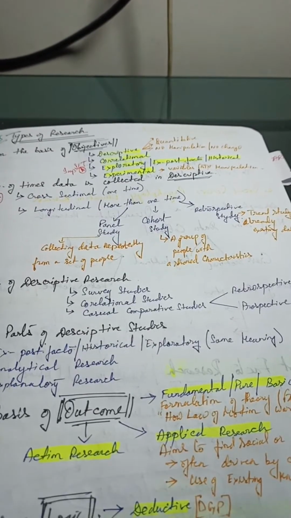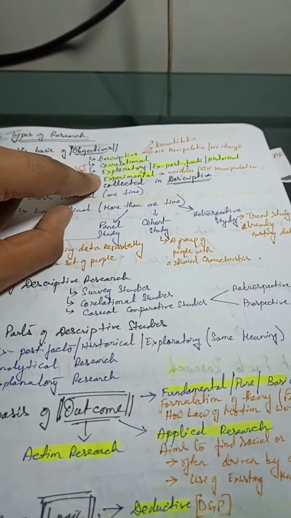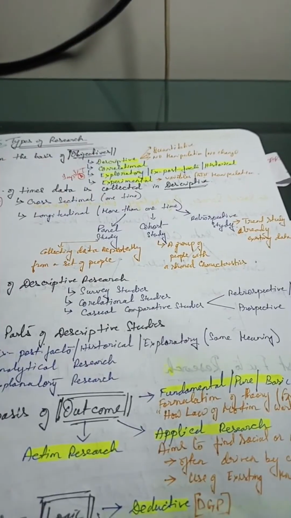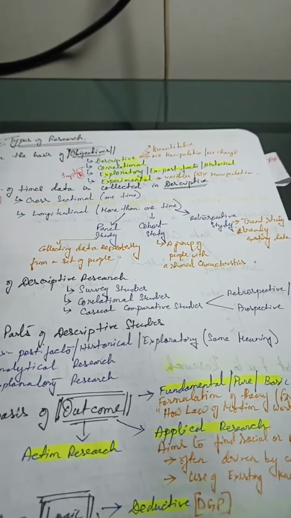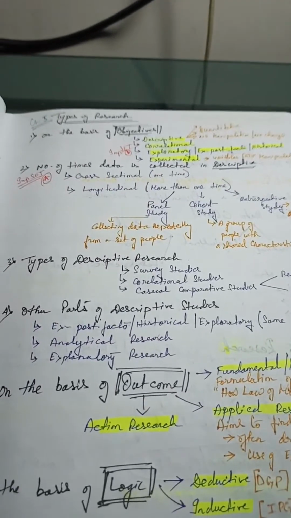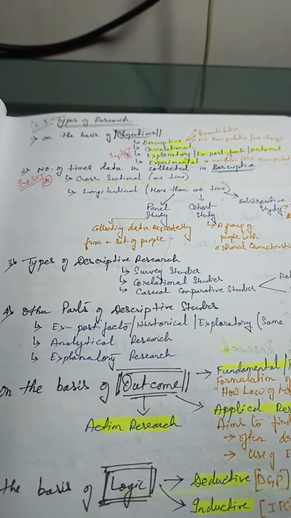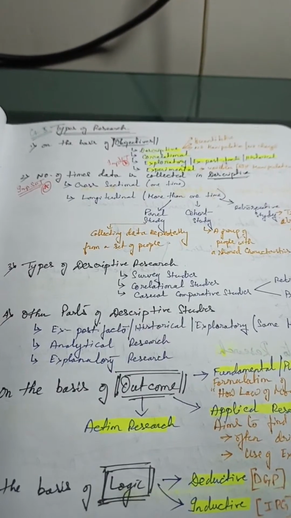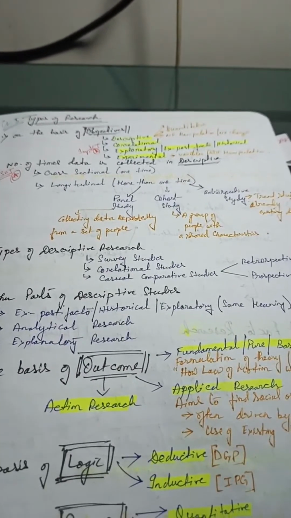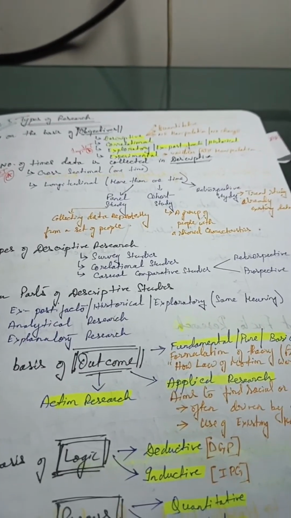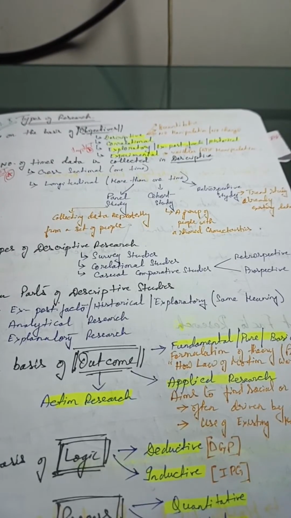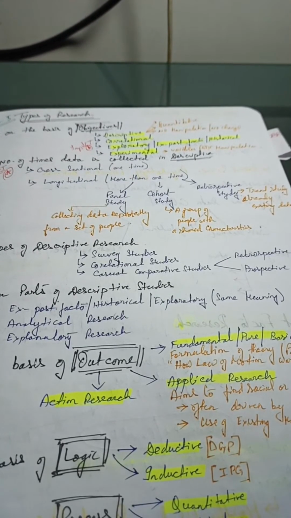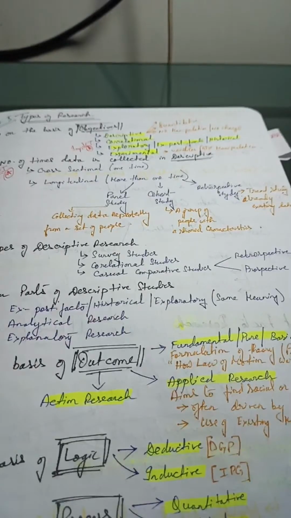Ex post facto and historical are the same thing. So we can see that on the basis of objective, it is descriptive, correlational, ex post facto. On the number of times data is collected, it is cross-sectional and longitudinal. Longitudinal can further be divided into panel study, cohort study and retrospective study. Panel study is data collection repeatedly from a set of people. Cohort study is a group of people with shared characteristics.